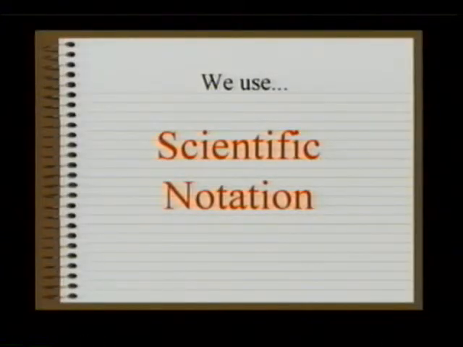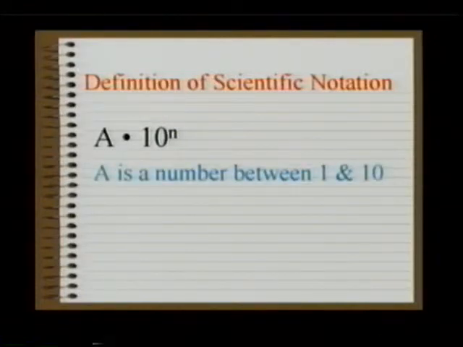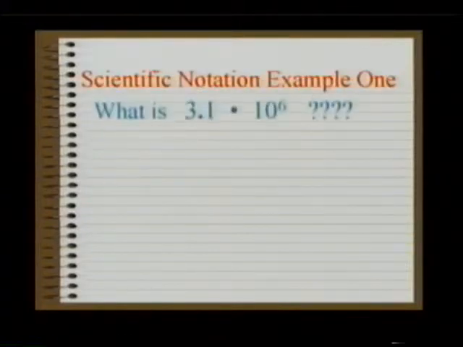Rather than sit there and write 3,000 zeros, we're going to use scientific notation. Now what is scientific notation anyway? The definition of scientific notation is a times 10 to the nth. We're going to take a large or small number and put it in the form where a is some number between 1 and 10, and n is some integer, positive or negative, or 0 for that matter. A times 10 to the nth. Let's take a look.